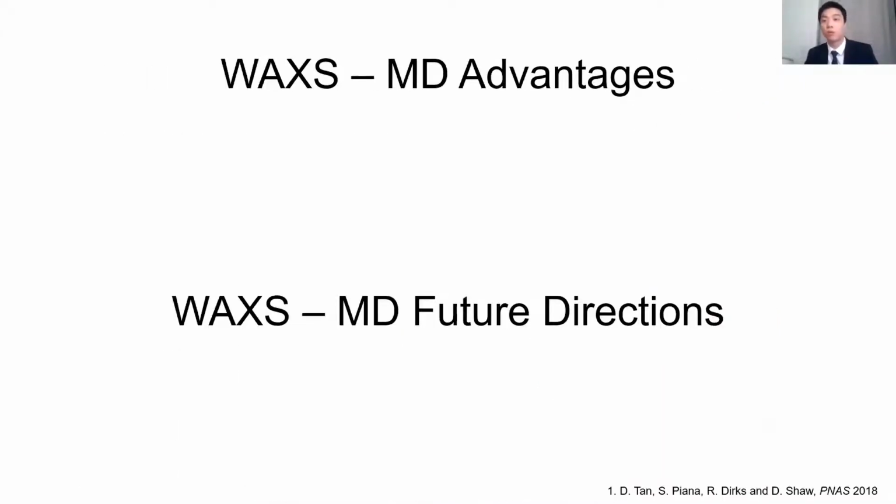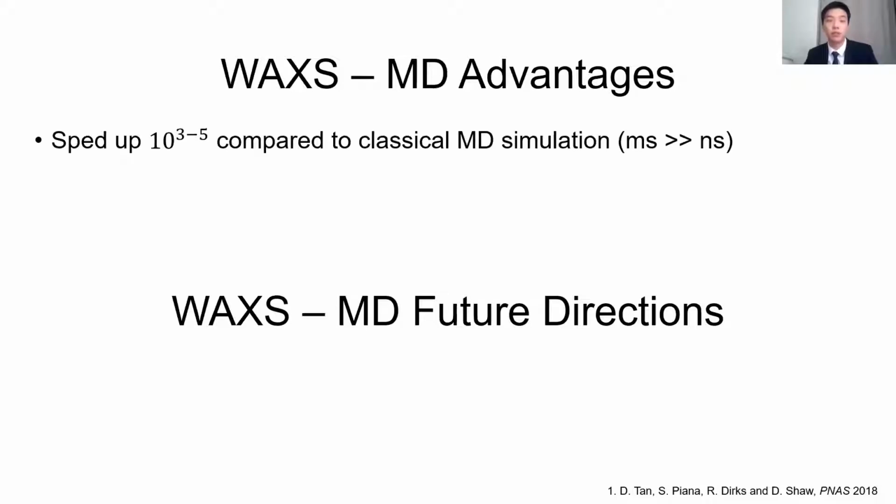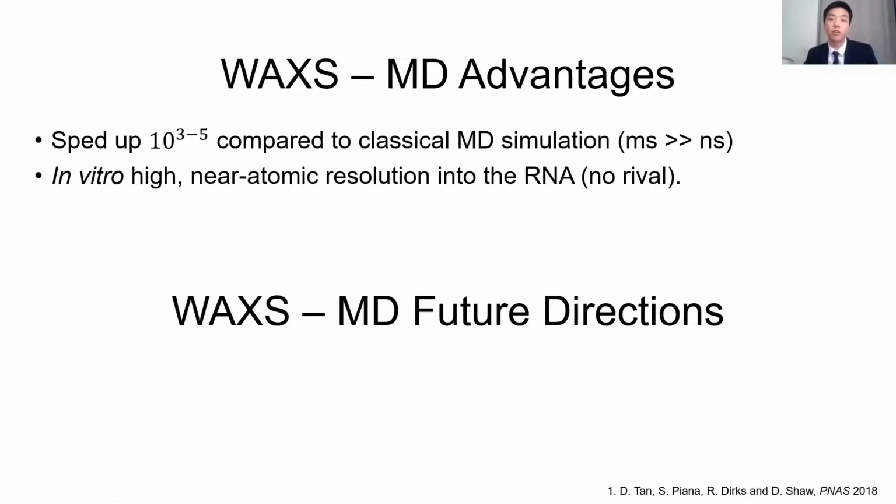So the marriage between WAXS and MD simulation has many advantages. Our sample and select strategy enhances MD sampling by 10 to the third to 10 to the fifth. The classical brute force timescale is about a millisecond, but now we can run nanosecond simulations to find the answer. WAXS is a high, near-atomic resolution technique in solution and works great for RNA. And in sample and select, the force field remains intact, which means the simulation is essentially unbiased.